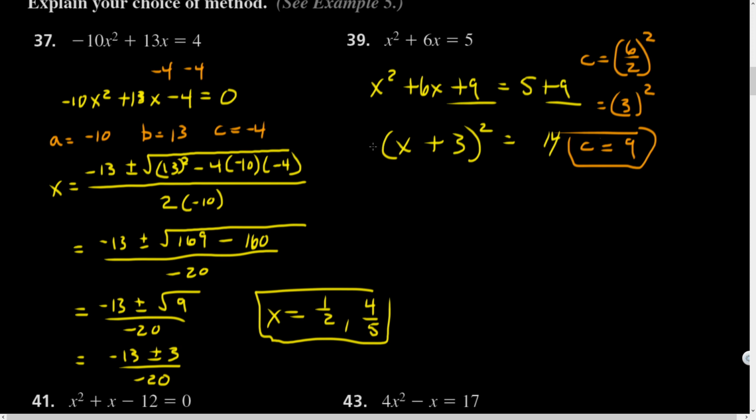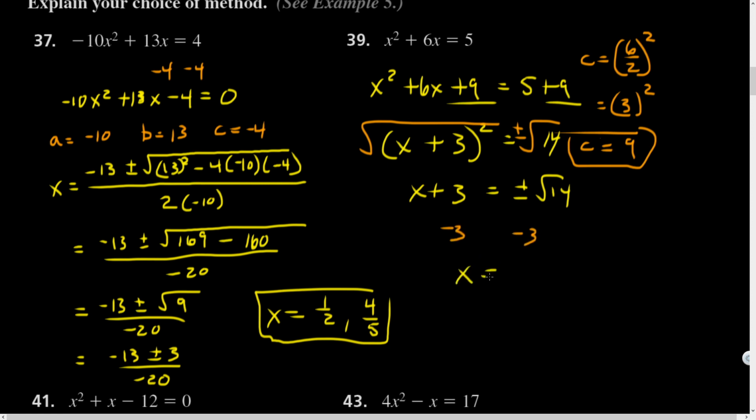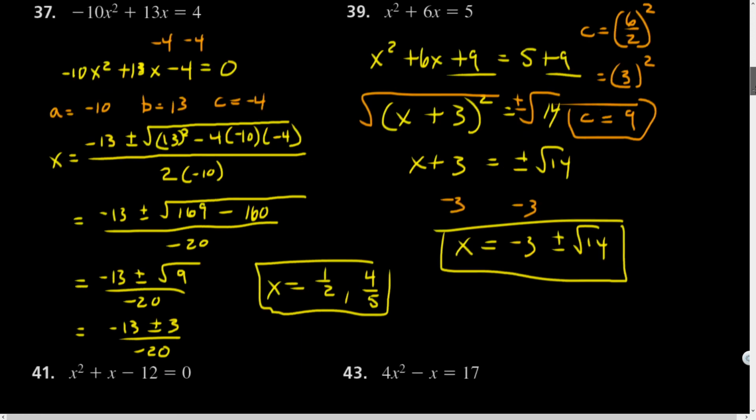And now I can root both sides, plus or minus. Don't forget it. I get x equals plus or minus the square root of 14, and then subtract 3. And I'll leave the answer exact. They didn't ask me for approximations, so I won't give it to them. And the square root of 14 didn't reduce.